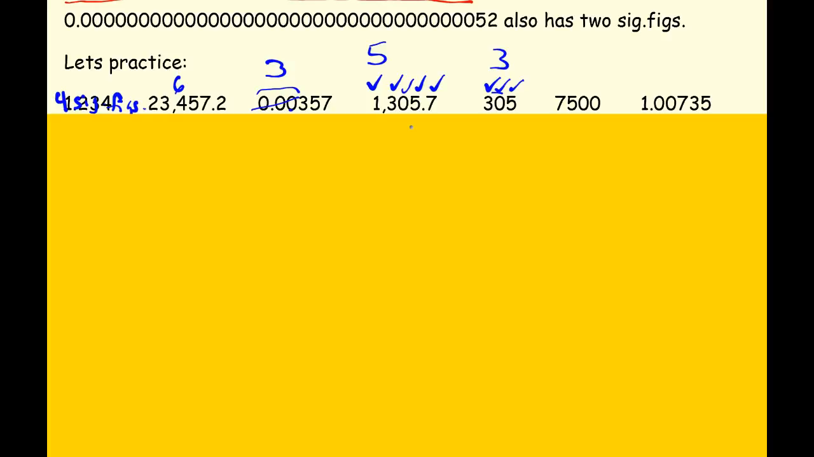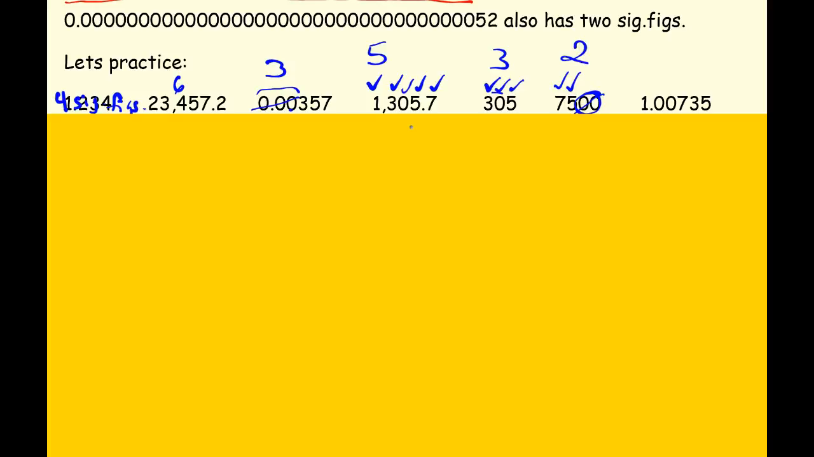The next example is 7,500. Of course, the 7 and the 5 count. The last 2 do not count because they are zeros at the end, or trailing zeros, where there's no decimal anywhere in the number. Therefore, they do not count.